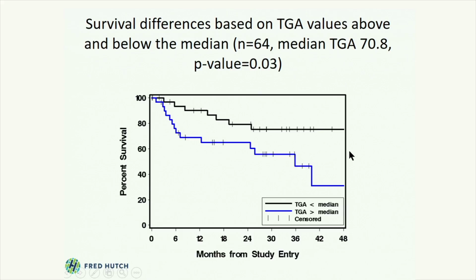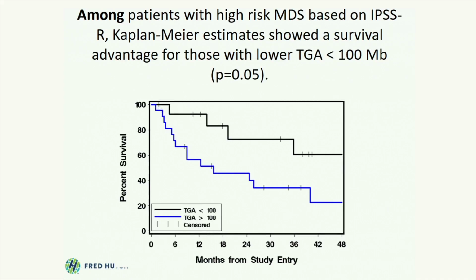When we took all patients and separated them according to the median TGA value, there was a significance in survival differences. However, most useful perhaps is that when we separated this based only on the IPSSR high-risk patients, so these are patients that are already deemed to be doing very poorly, we were able to show that patients in the high-risk category, if we had a lower TGA, tended to do better.